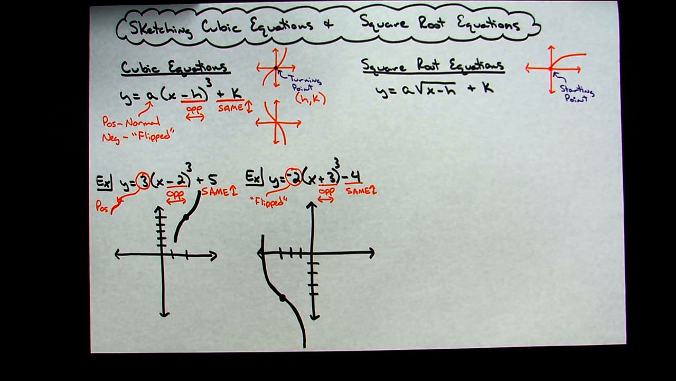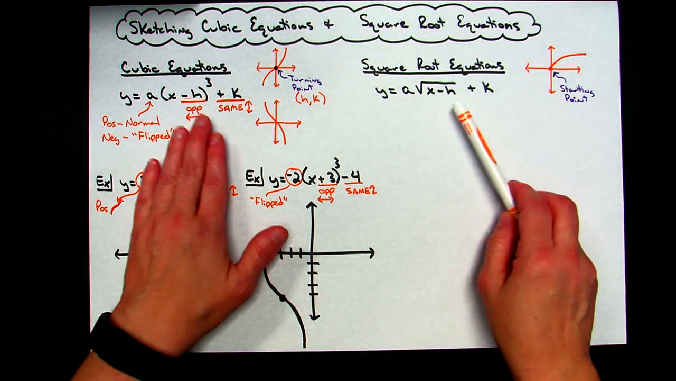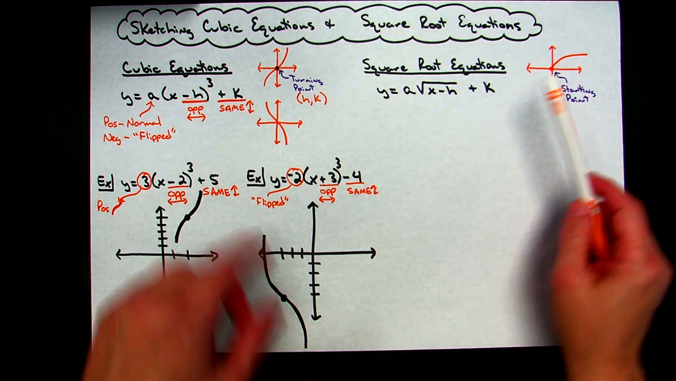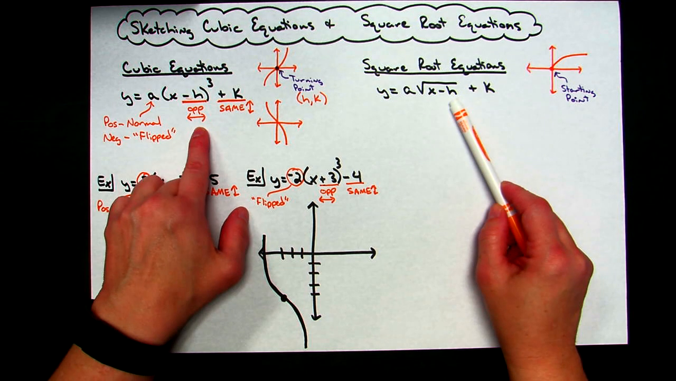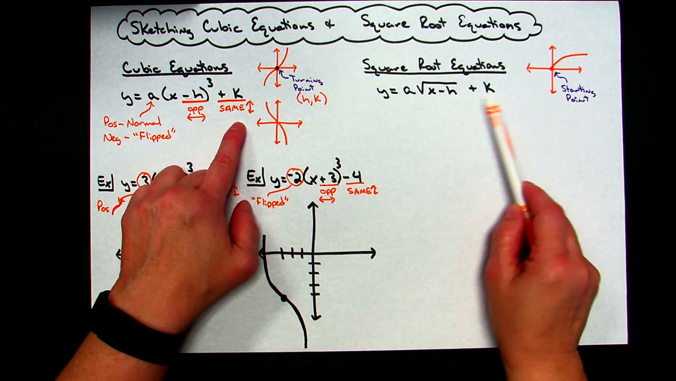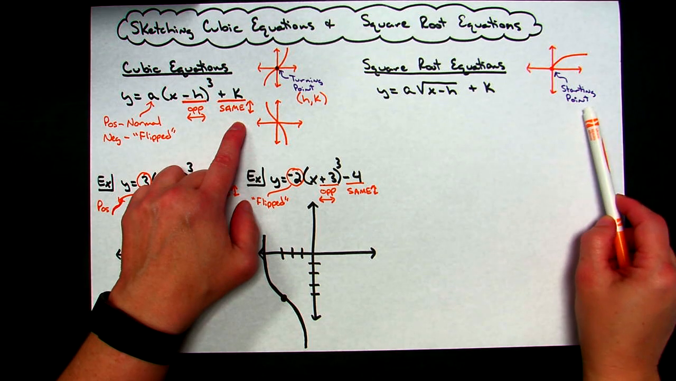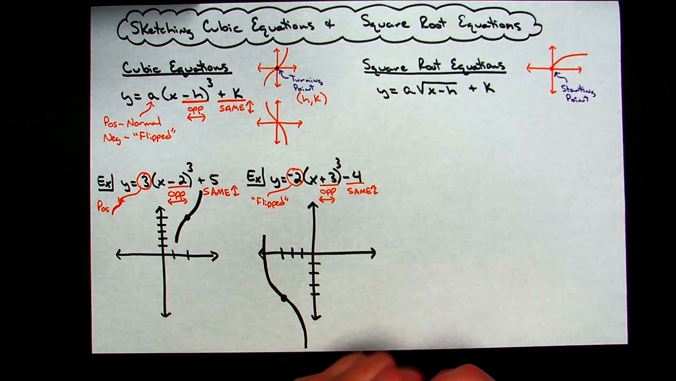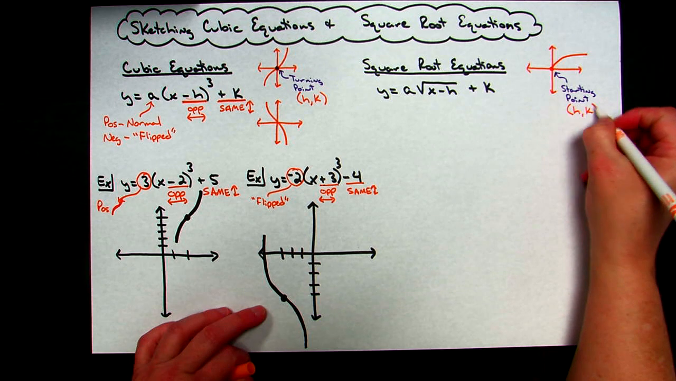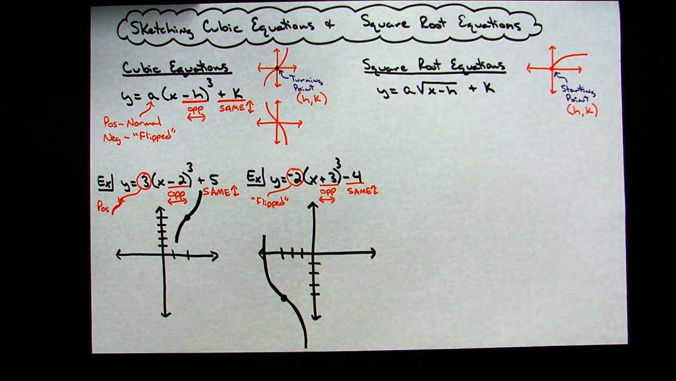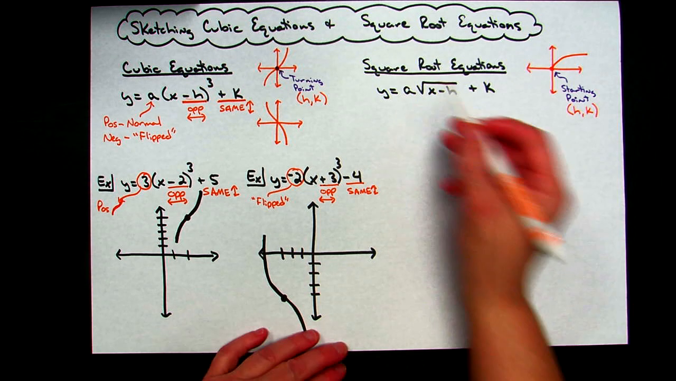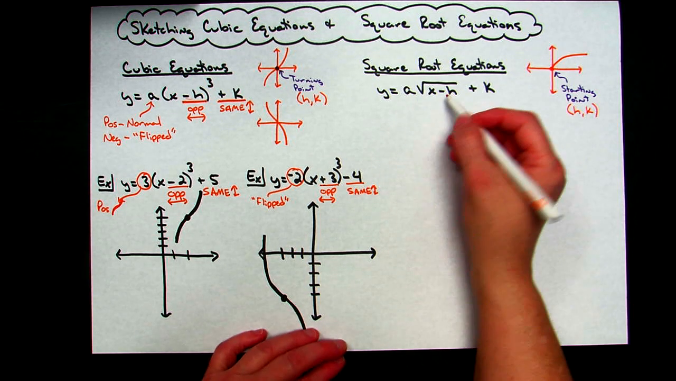Now, the similarities between the cubic equation and the square root equation. I have a starting point, not a turning point. However, the shifting left or right and up or down is going to remain the same. I can pull this h, k out, and that's going to be my starting point, just like I did over here on the cubic equation. So that starting point would be represented by h, k, for lack of a better term. For right now, we're not going to do anything with the a's. I'll do that in the next segment, but let's deal with this.